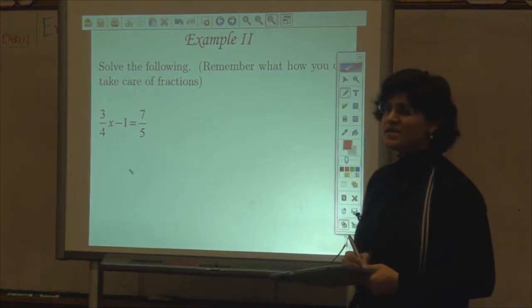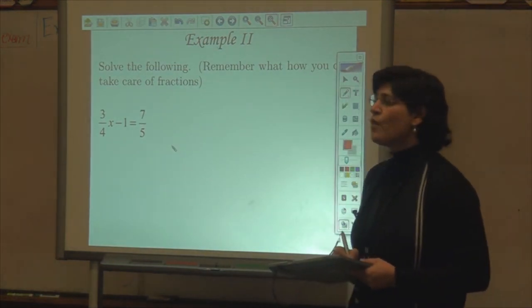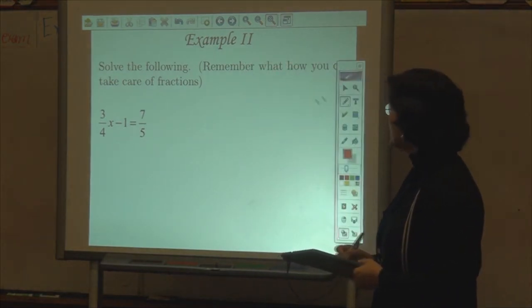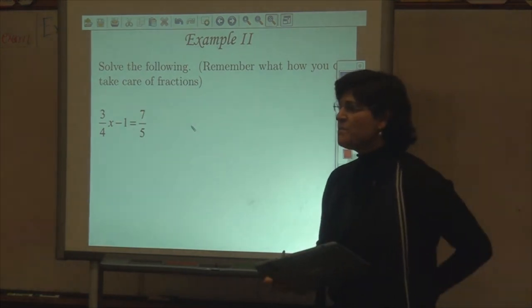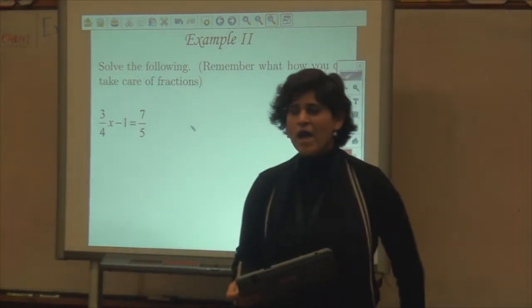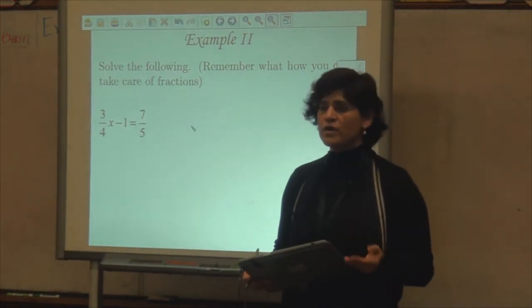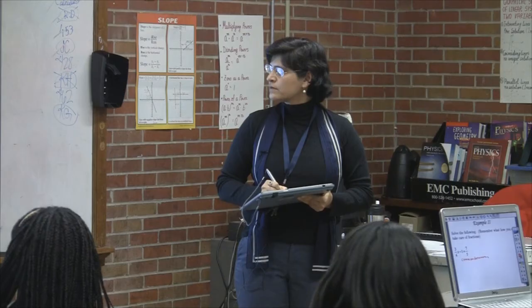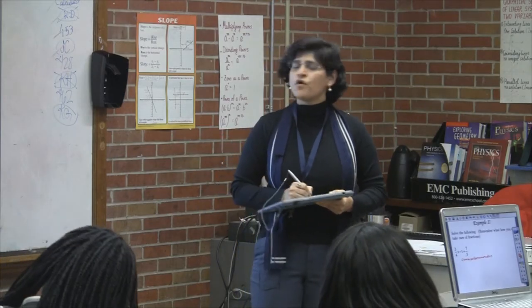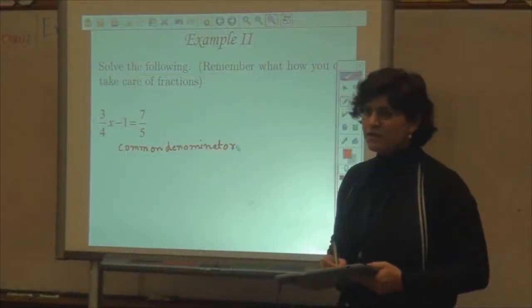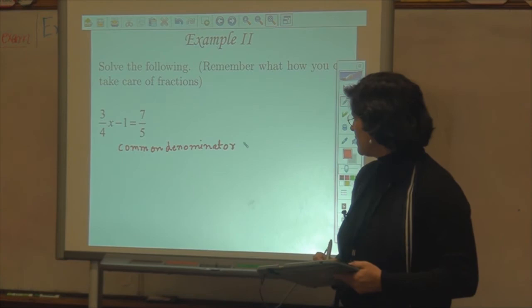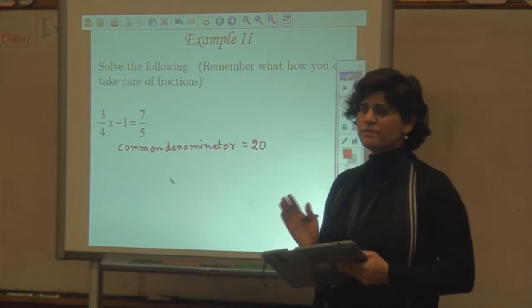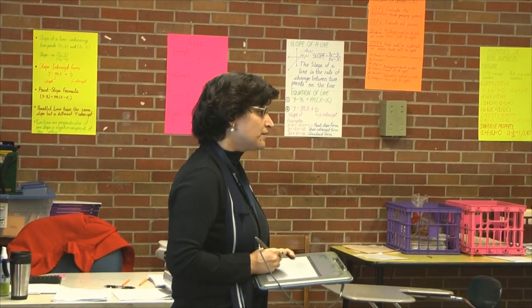Now we have fractions in this problem. How do we work with fractions? I've written something called "remember how you can take care of fractions." This is an important skill that I want to teach you. I don't want you to be dependent on calculators when working with fractions. So how do we do it? We try to find a common denominator. What's a common denominator between 4 and 5? There's nothing common between them, isn't it? So it will be just 20. Just multiply them. This is basically the least common denominator.